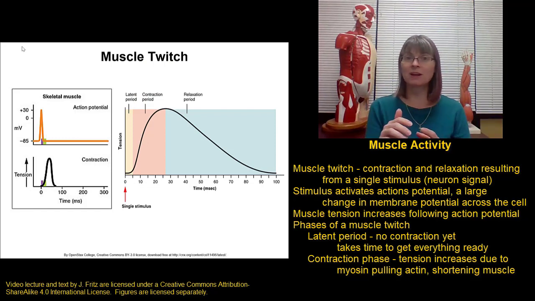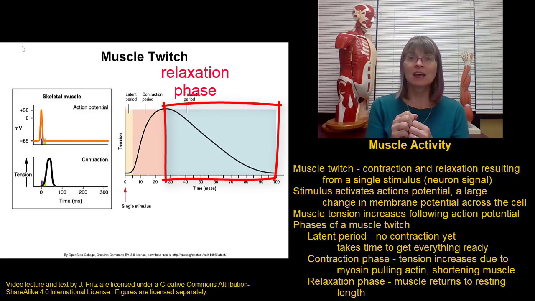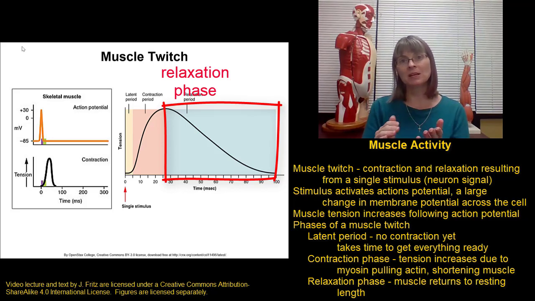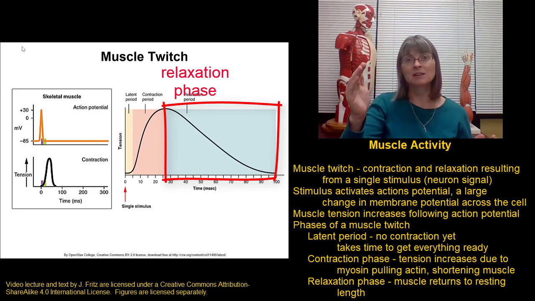Once all of those things have been accomplished, we stop the contraction phase, and the myosin lets go of the actin, the active sites are recovered by the tropomyosin, and we begin relaxation. During the relaxation phase, the muscle is returned to its resting length, and we can see that the tension decreases back down to the baseline.